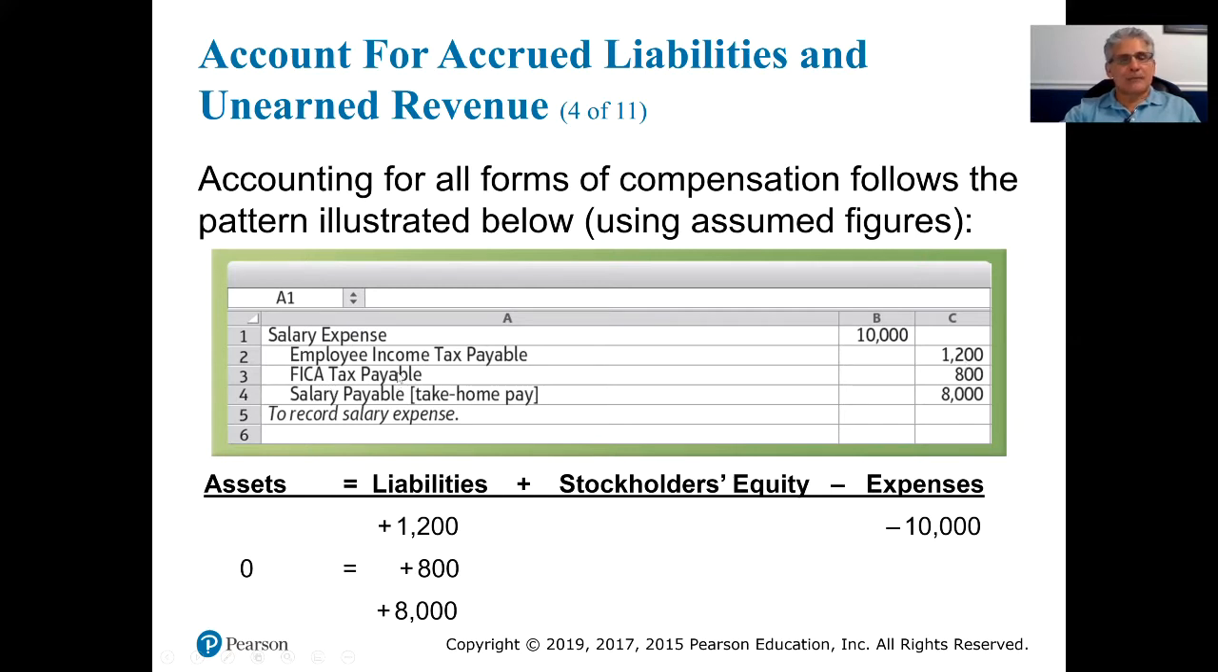We have FICA tax payable, which includes both Social Security and Medicare. After we make those deductions, what we have left to pay the employees is the balance, $8,000. So $10,000 is the expense for the wages, $1,200 is due for employee income tax payable, $800 is due for FICA tax payable, and then the $8,000 is due to the employee.